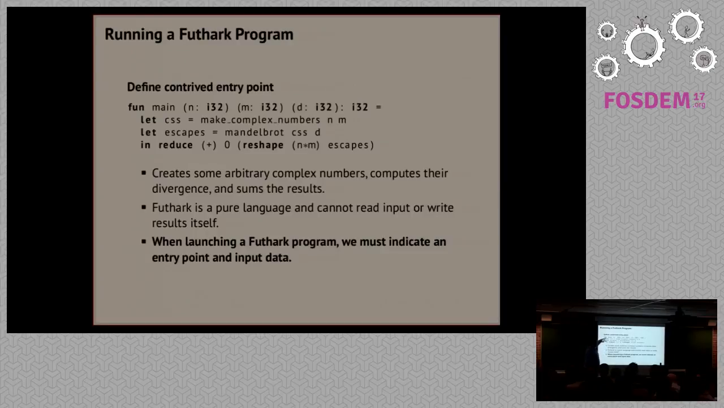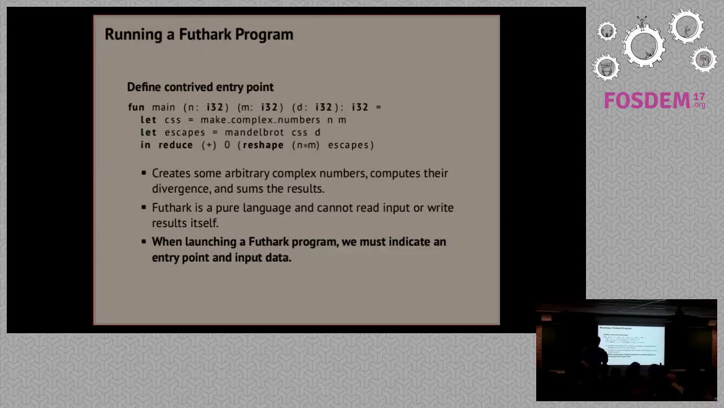You can compile a Futhark program, and that's done by writing a main function that takes some input and produces some output. In this case, I just make up some complex numbers. I haven't shown you this function; it doesn't matter. It just makes up an array of complex numbers, runs the function I showed you before, and sums them all up to produce one integer. So that sums all of the escape values of all these complex numbers.